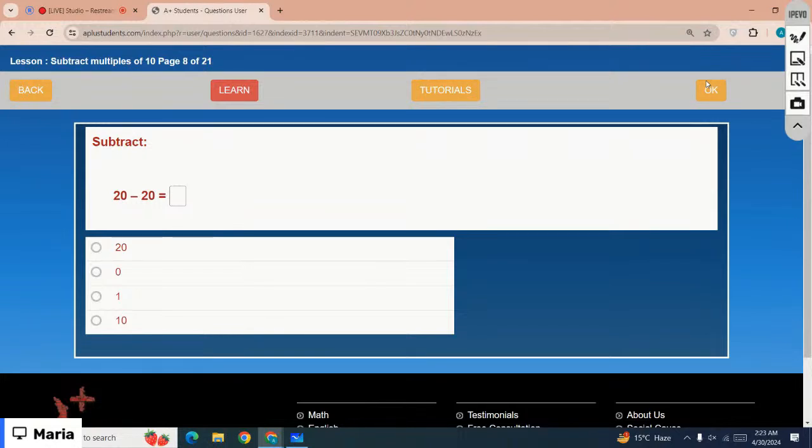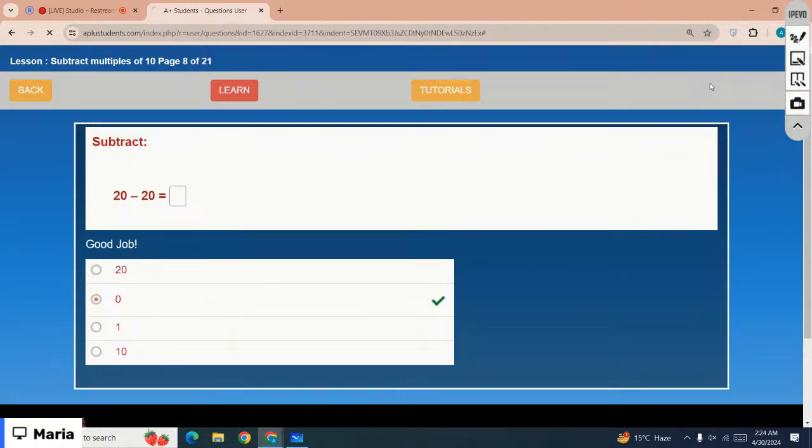20 minus 20, which is the correct option. Yes, that is 0. Subtracting a number from itself always makes a 0. So 20 minus 20 is 0.